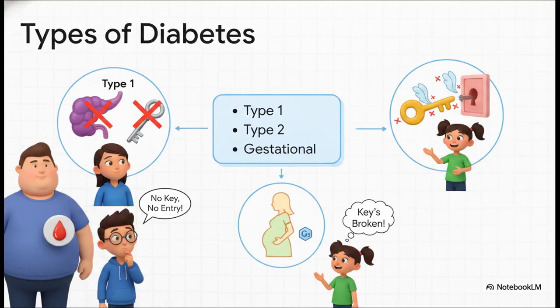There are three main types of diabetes we really need to understand. Type 1 diabetes happens when the pancreas flat out stops making insulin altogether, so the body basically has zero keys. Type 2 diabetes is a bit different. The body still makes insulin, but it forgets how to use those keys properly. And finally, there's gestational diabetes, which develops during pregnancy. While that one usually goes away after childbirth, it definitely increases future health risks for the mom.